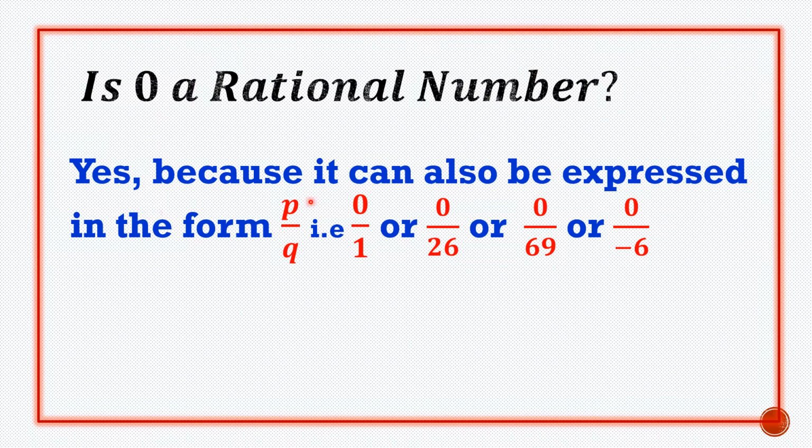Well, yes, it can also be expressed in the form P by Q. Right, we can always write it as 0 over 1 or 0 over 26 or 0 over 69 or 0 over minus 6. So all the answers will be 0 only. Of course, 0 is a rational number. It can also be represented as P by Q.